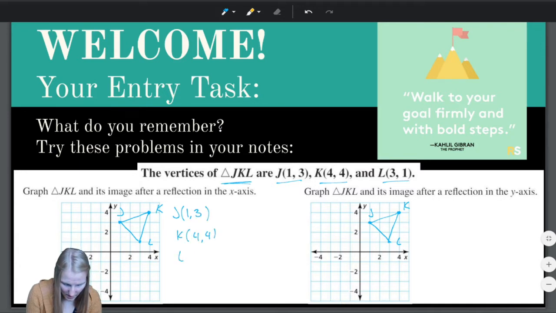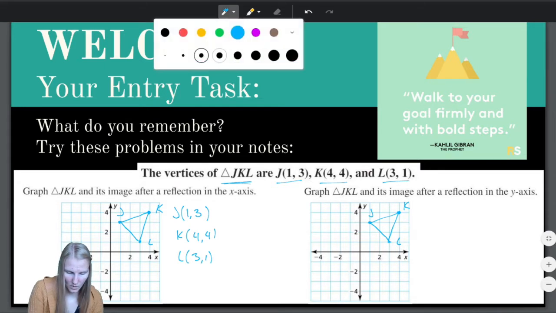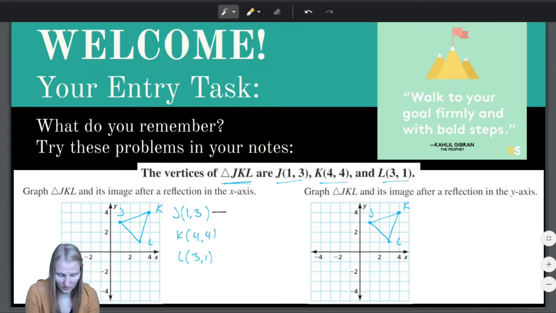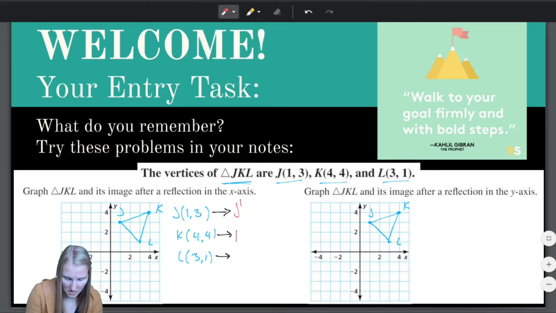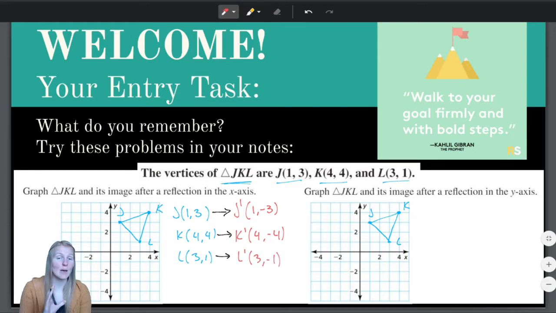K, and L. Now, we want to transform J, K, and L by reflecting over the x-axis. So, what we're going to do is we're going to take J, K, and L, and we're going to make a J prime, K prime, and L prime. So, when we reflect in the x-axis, we make the y values negative. So I'm going to write the exact same points, except all of the y values will be negative.